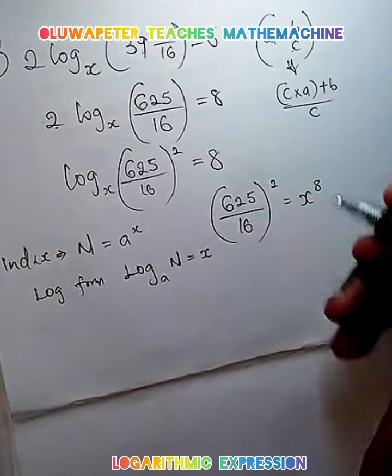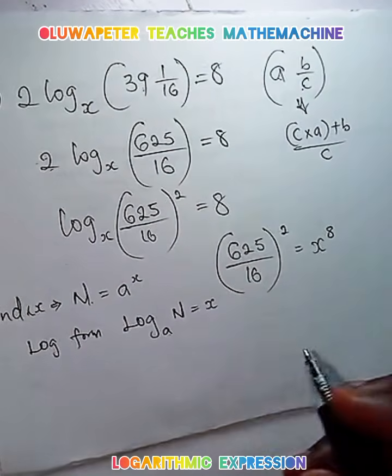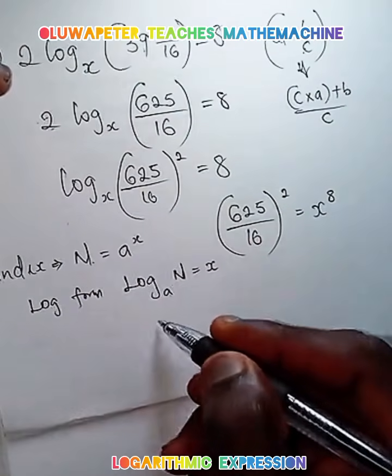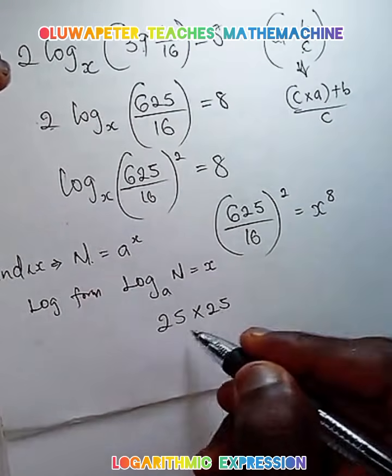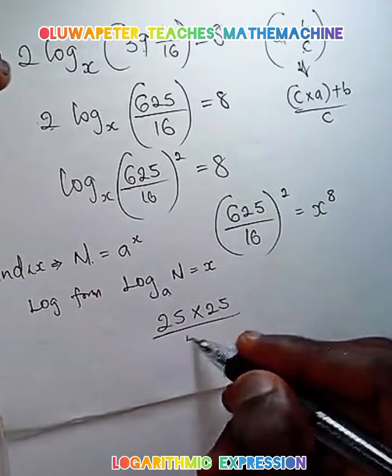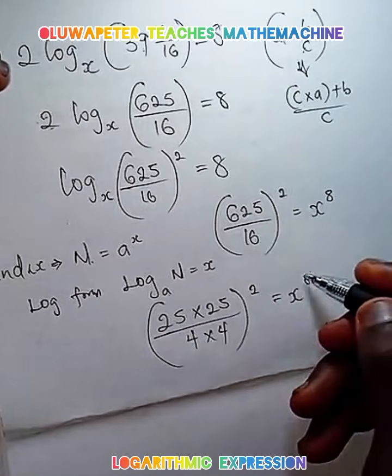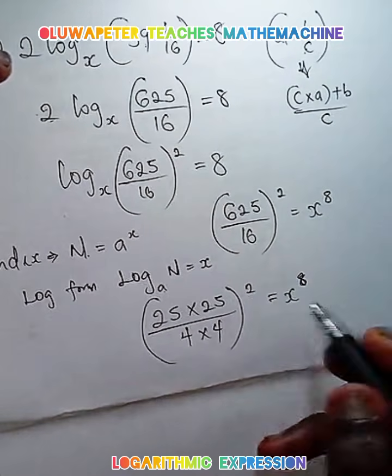So x raised to power 8. To convert everything I see here, in the form of saying what times what to give me 625? I have 25 times 25. So now 25 multiplied by 25 will give me 625, over what times what to give me 16? 4 times 4. And I still have a square, right? And this one is still x raised to power 8. What the goal I'm going for is to have them as what? Same power. That rule of same power.